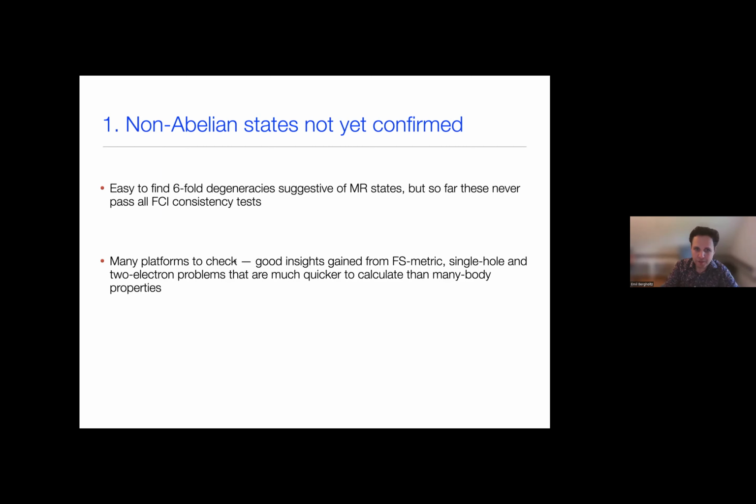So there are many platforms to check, and one can get good insights from looking at the Fubini-Study metric, or the full single hole problem, or projected two-body problems, which are also very interesting to look at. And they are much quicker than calculating the full many-body properties. So there are cheap ways to scan many different materials. We haven't had time to do that yet. We've scanned a few, and they always fail at some of the tests.